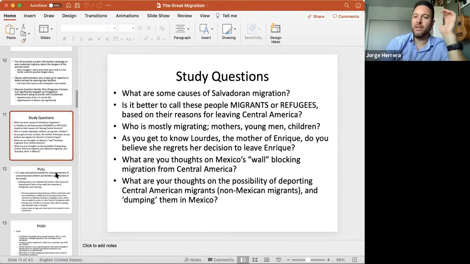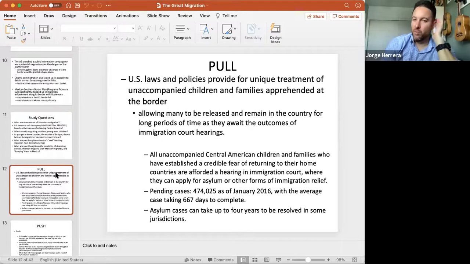All right, so here are the push-pull factors. What pulls people into the United States? U.S. laws and policies provide for unique treatment of unaccompanied children and families apprehended at the border. So this was true like a couple of years ago, and that's what we always think. Some of these kids are allowed to be released and remain in the country for long periods of time as they await the outcomes of immigration court hearings. In the last couple of years, we realized, is this actually true?